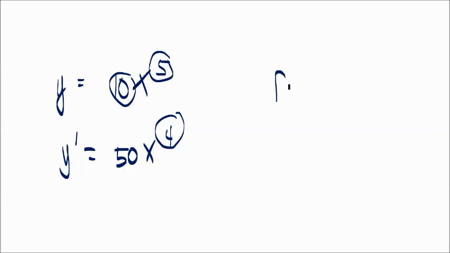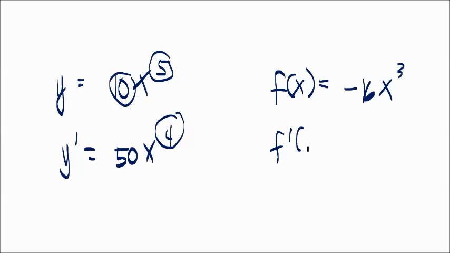So f of x, for example, is equal to negative 16 times x cubed. So the f prime of x is negative 16 times 3, so negative 48x squared, something like that, right?